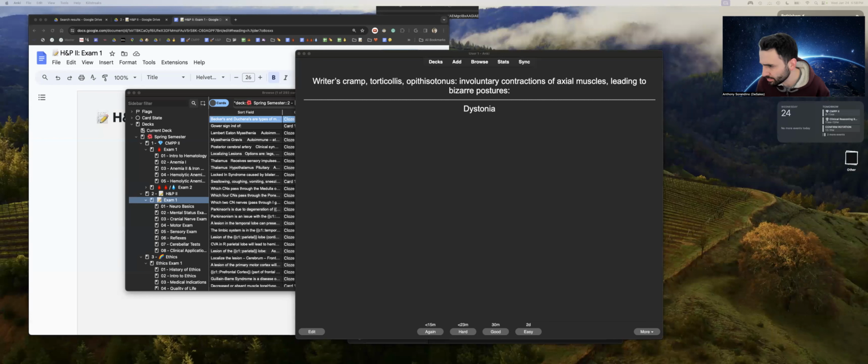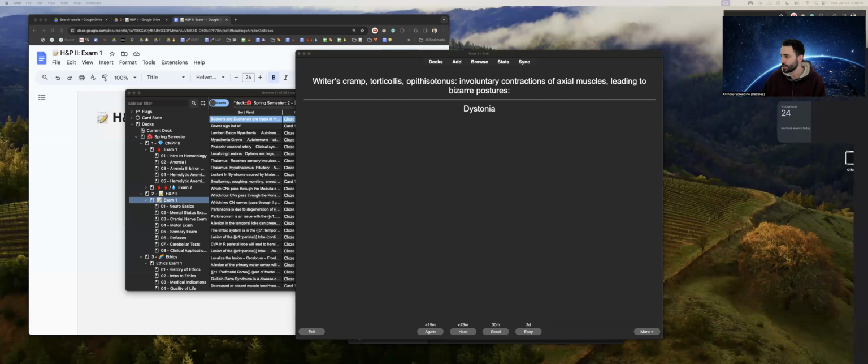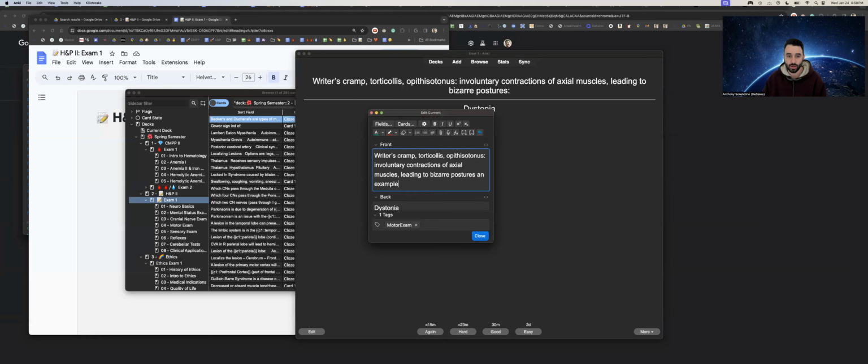Dystonia is just a movement disorder. It's like a muscle contraction. I should probably put that general definition here. So this is an example of this, and then the definition is this.